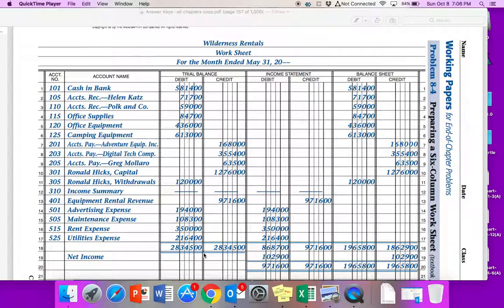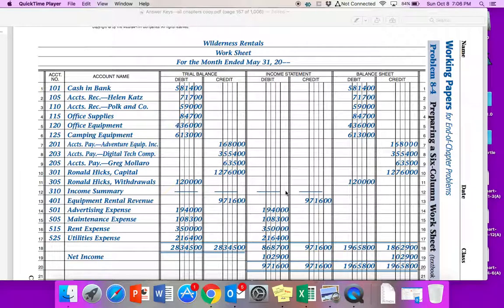Now, it's the next four columns where everything is broken up. So the next two are what's called the income statement. And then the last two are called the balance sheet. This is really just transferring the numbers from one column to the other. You'll notice that from the income summary down, and I know you're like, this income summary, we haven't used it yet. Don't worry, that's coming up.